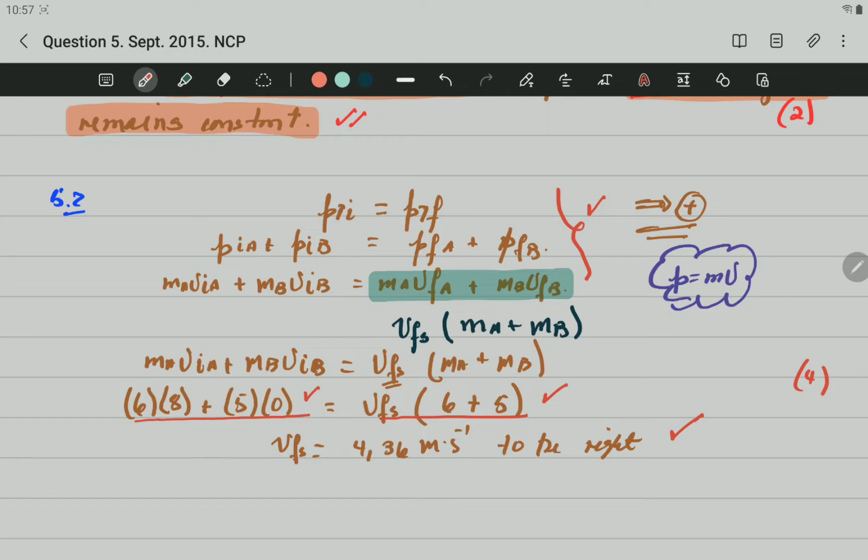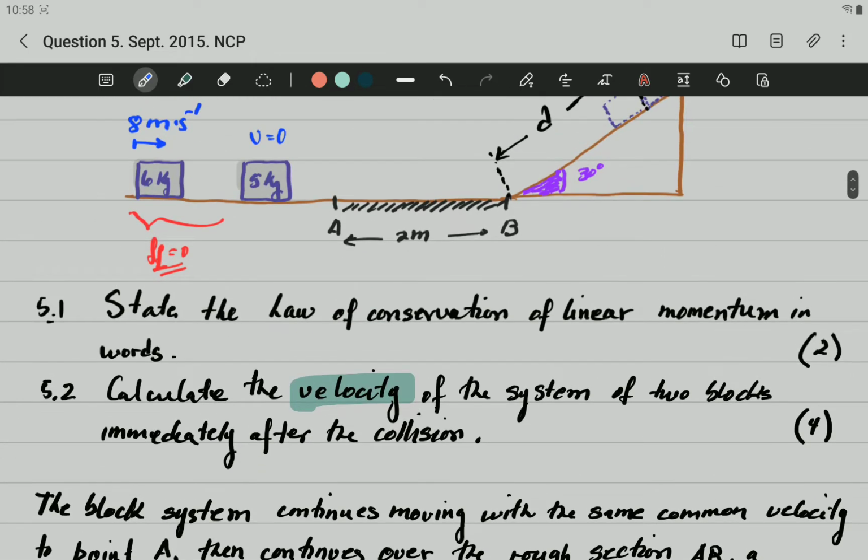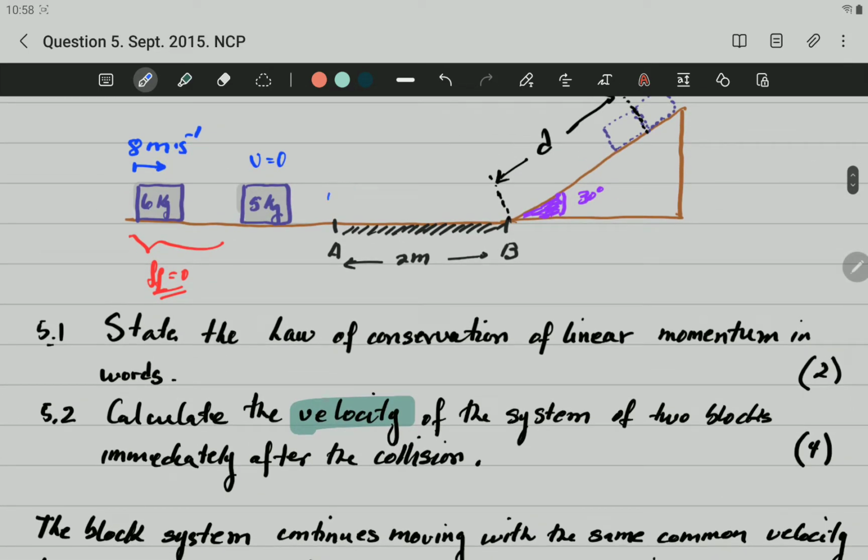Let's go to question 5.3. Now, in this question, we have a new situation. Say the block system continues moving with the same common velocity at point A. So the velocity at point A, the velocity here of both of them, is going to be the one you just calculated, 4.36 meters per second.